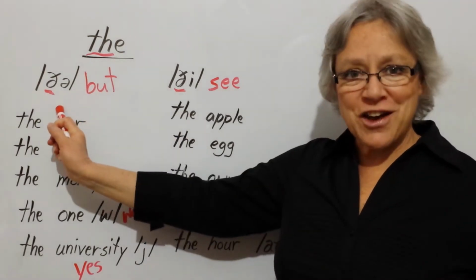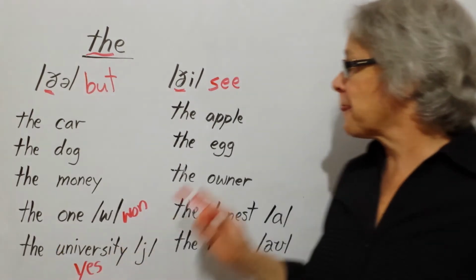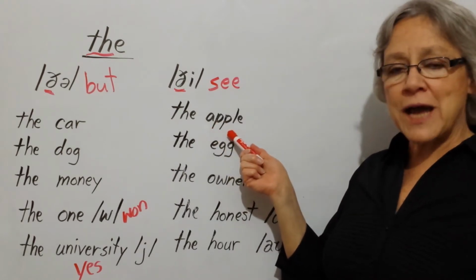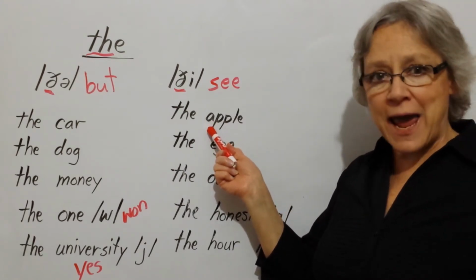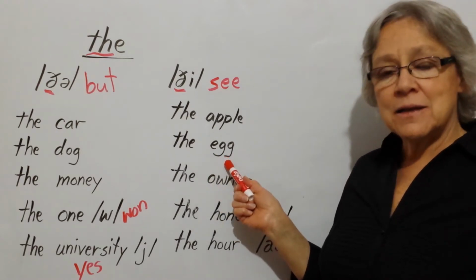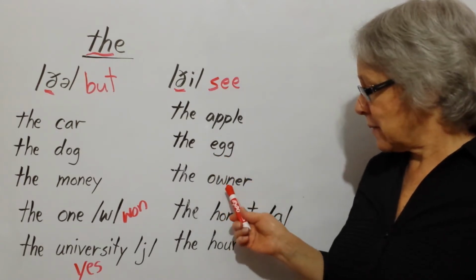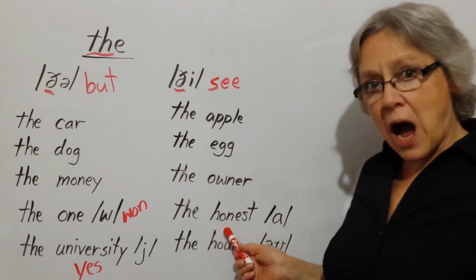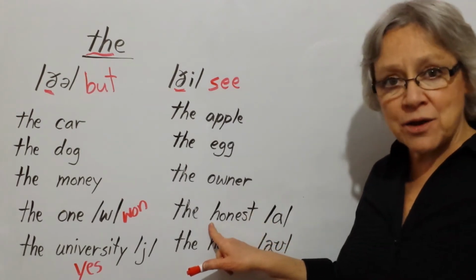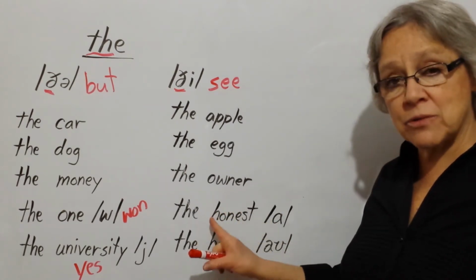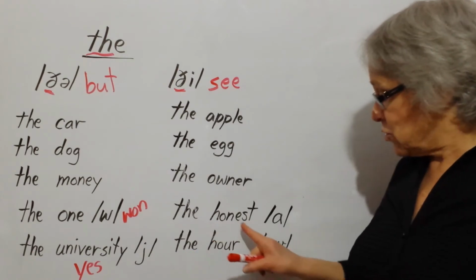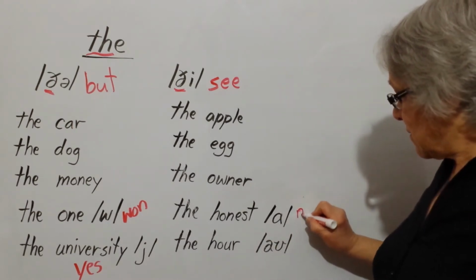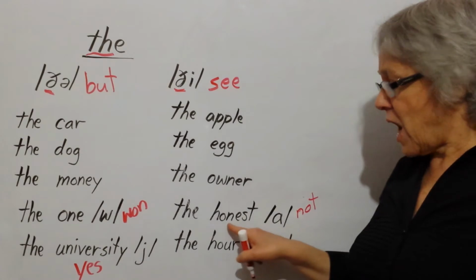So, we use "thuh" before consonant sounds. We use "thee" before vowel sounds. So, this word apple begins with the vowel sound a. Egg begins with the vowel sound e. Owner begins with the vowel sound o. Honest begins with a consonant letter, but that letter is not pronounced. The letter H is not pronounced, so it begins with the vowel sound a, as in not. Not. So it's a, honest.